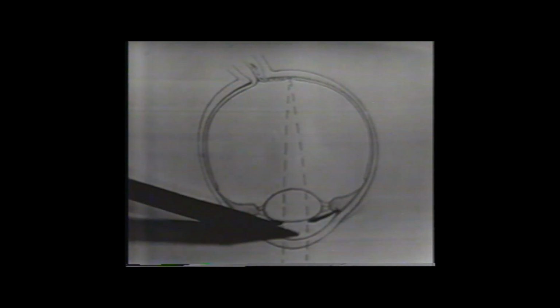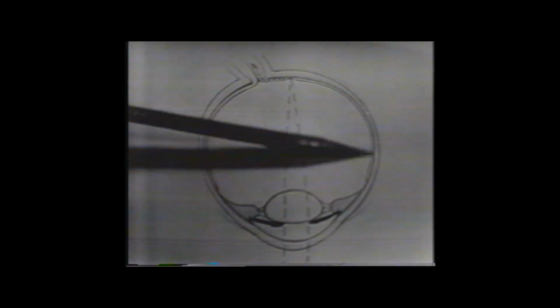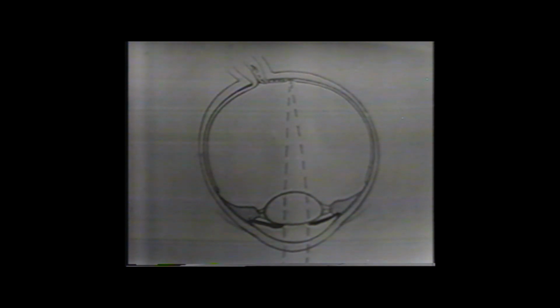This is the cornea, which is transparent like a watch crystal. Here is the iris. The opening between the two sections of the iris is the pupil of the eye. Behind the iris is the lens. The retina lines the inner portion of the eyeball between these points. The retina corresponds to film in a camera.